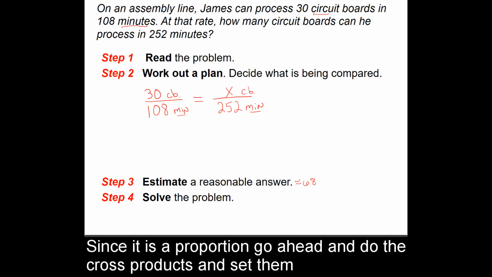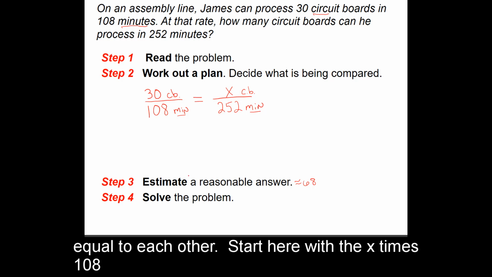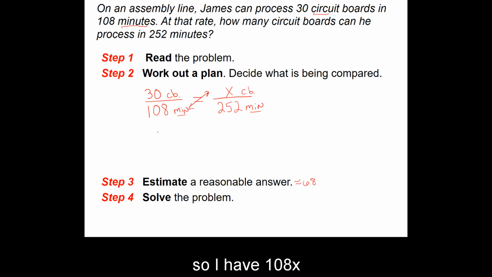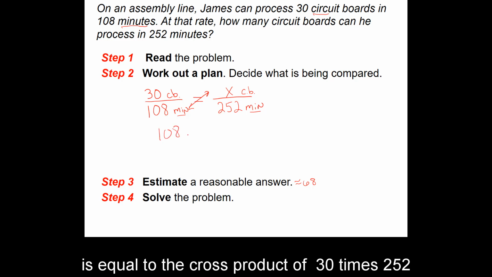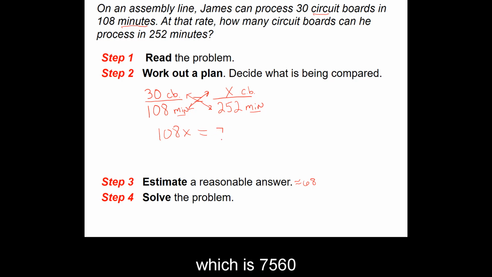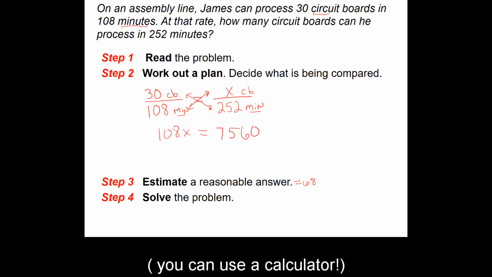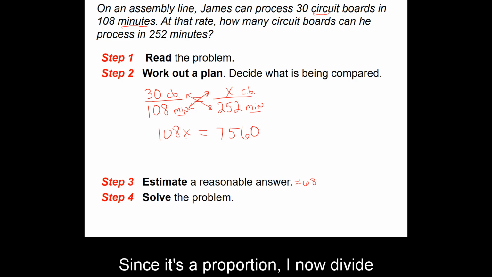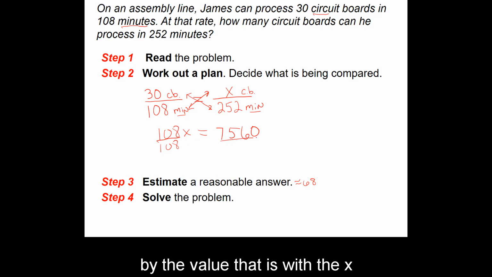Okay, since it's a proportion, we're going to do the cross products and set them equal to each other. I'll start here with the X. So I have 108X is equal to the cross product of 30 times 252, which is 7,560. And again, you're going to be using a calculator. Since it's a proportion with cross products, I now divide by the value that is with the X.